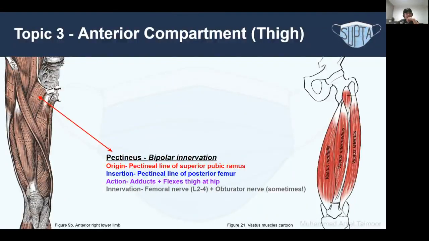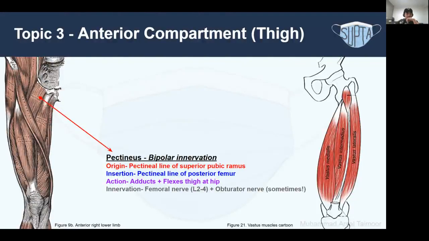So the pectineus muscle, there's a pectineal line. Now, you don't really need to know that. You could just say the superior pubic ramus. It originates from the pubic ramus, inserts onto the pectineal line of the posterior femur that we talked about earlier, and it will adduct and flex the thigh at the hip.